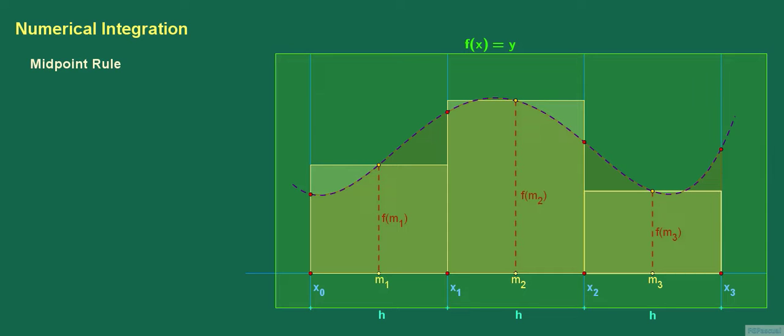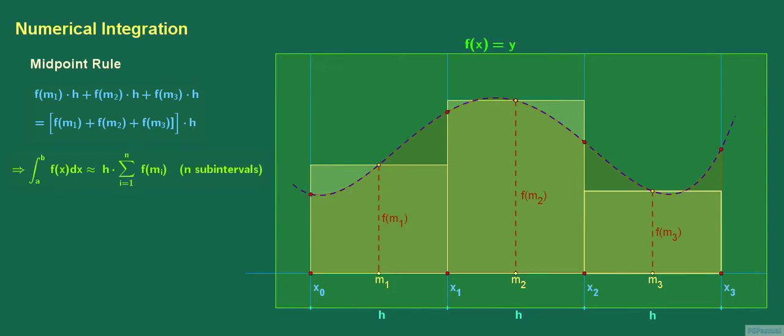So if we take just the first three rectangles, the sum of the areas of the three rectangles will be f of m sub 1 times h for the first rectangle, plus f of m sub 2 times h for the second, and f of m sub 3 times h for the third. Factoring out h, we get this expression, and generalizing to n rectangles, the integral from a to b of f of x is then approximately equal to h times the sum of f of m sub i, where i goes from 1 through n.